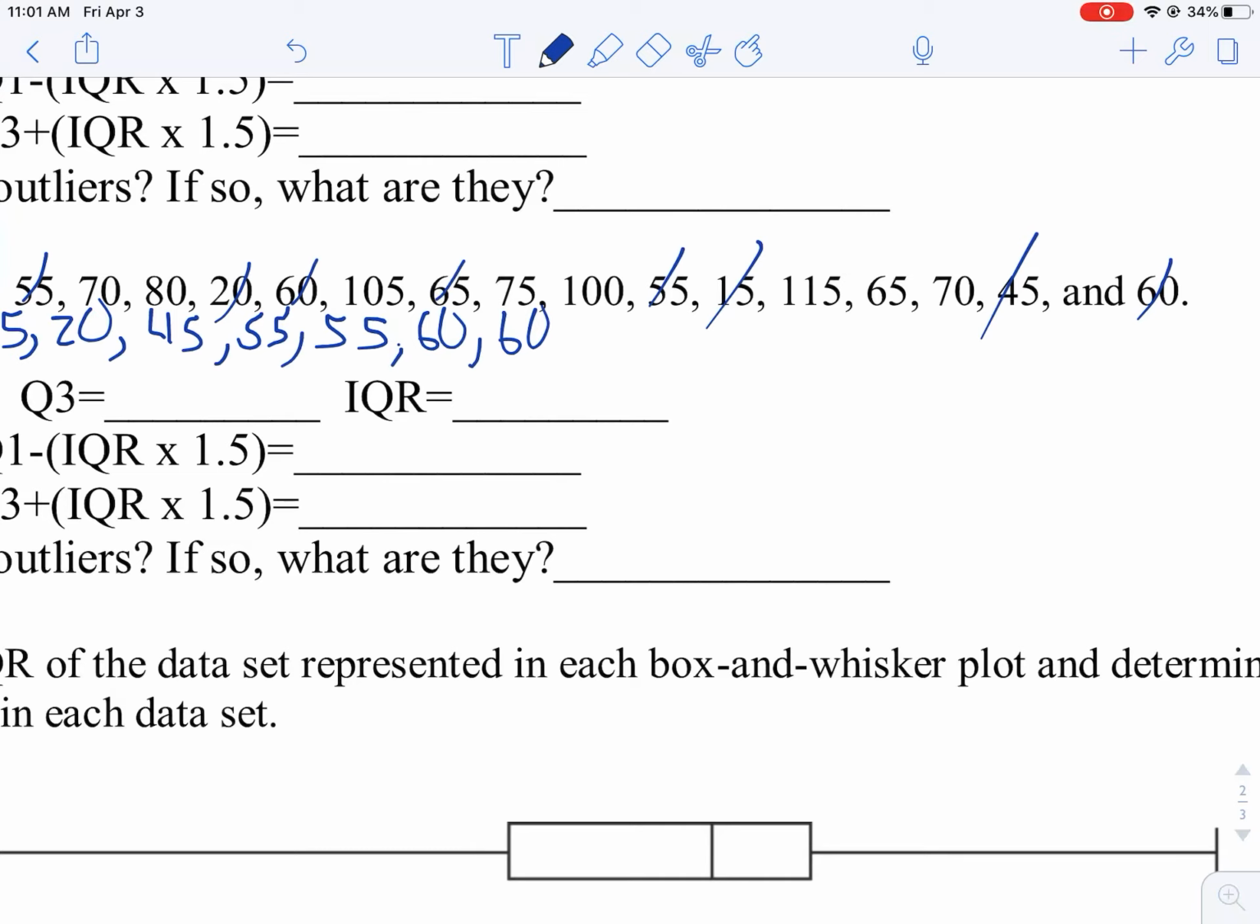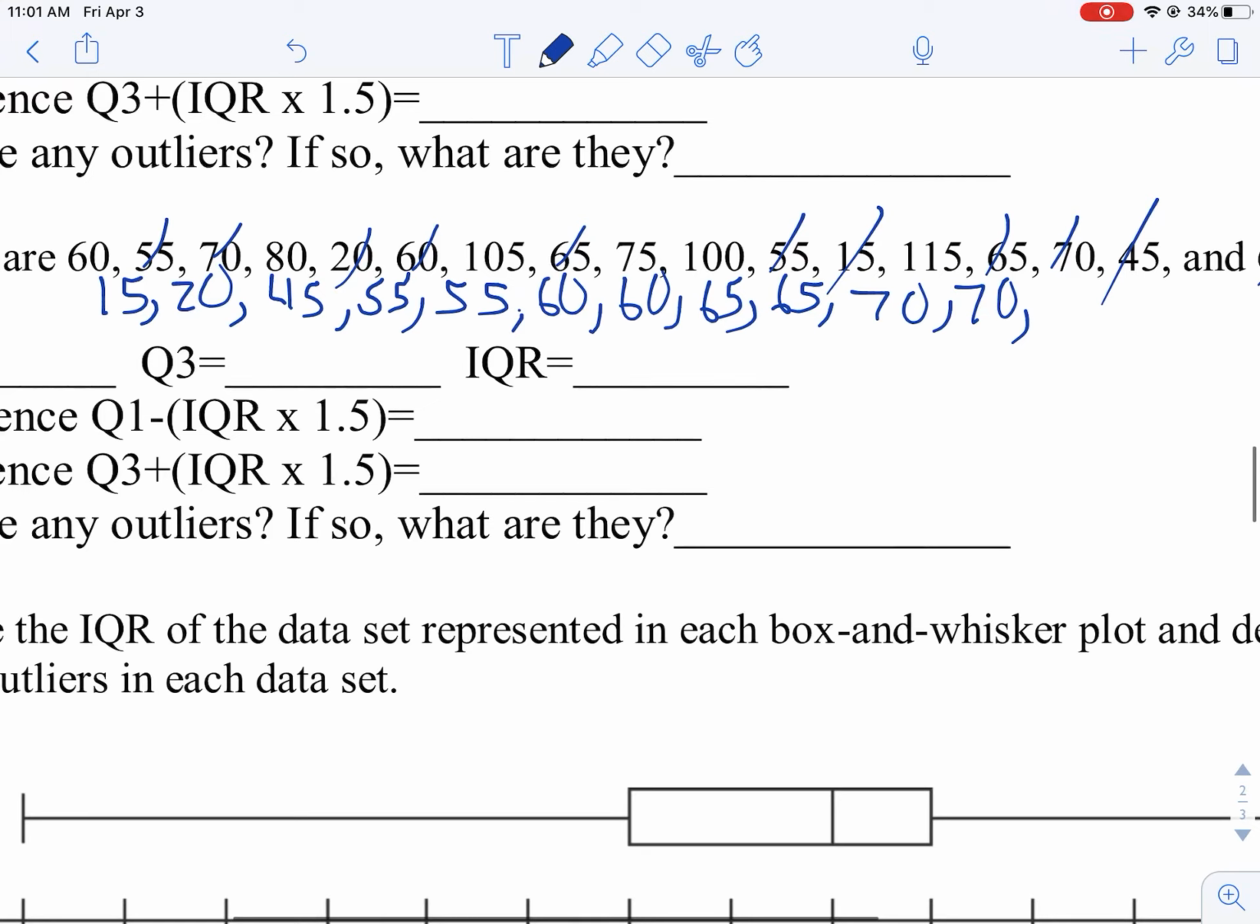Then it looks like 65 twice. And then 70 a couple of times. Oh, and I missed 160. There we go. I missed a 60. So let me erase this really quick. Oops.